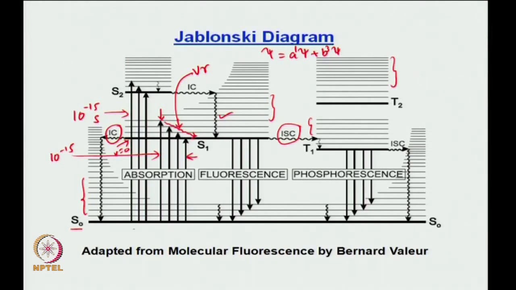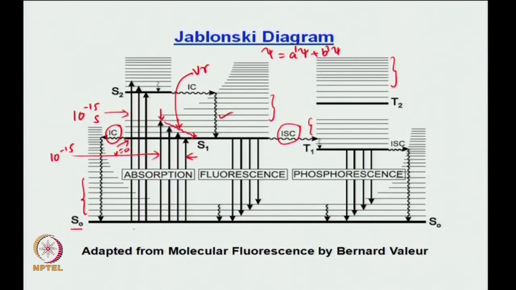Now just before I go forward, I'll make a point and then come back to it later. If you remember, the vibrational relaxation occurs on a time scale of 10 to the minus 12 seconds, right? That is much faster than a normal fluorescence lifetime. The fluorescence lifetime is on the order of nanoseconds on average, which means 10 to the minus 9 seconds. So you can understand that vibrational relaxation would happen much faster than the fluorescence de-excitation.